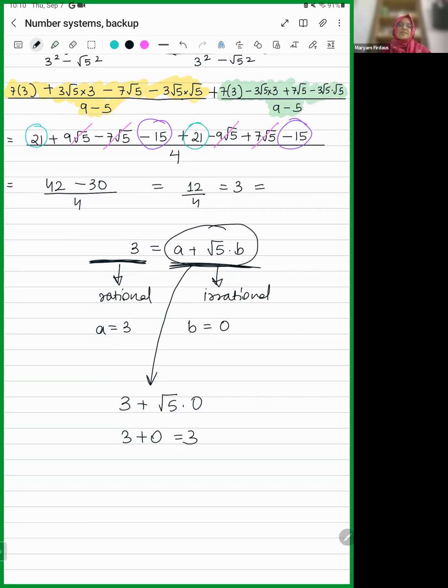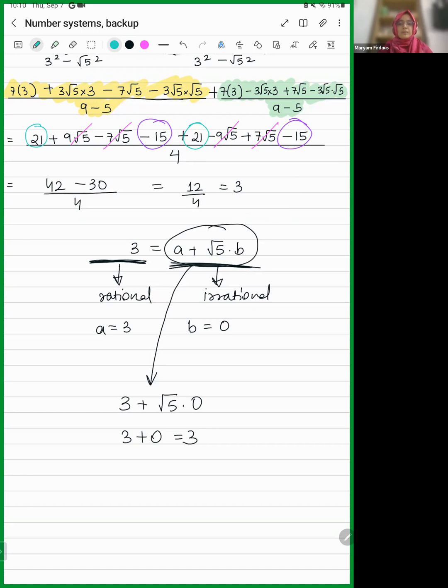So when you have such a situation, let's just imagine that if you had 3 plus root 5, then it's very easy to say that your A is 3, this is your A, and your B is 1, because it's root 5 multiplied by 1. So it's very easy to say that A is 3 and B is 1. But over here, you don't have any irrational part. That means the irrational part is what?